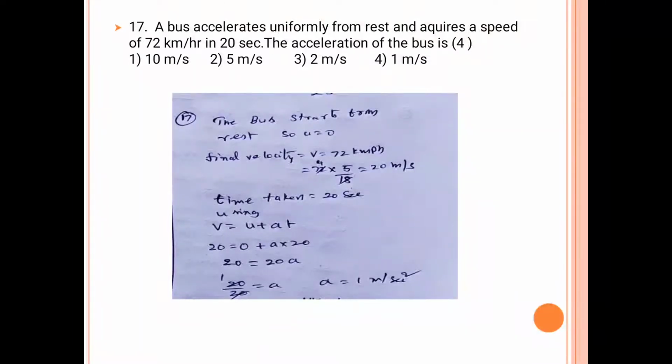That means 72 into 5 by 18, conversion into meters per second, we get 20 meters per second. Time taken is 20 seconds. Using the formula v equals u plus at, substituting v as 20 and initial velocity 0, 20 equals a into 20, so a is equal to 20 by 20, which is 1 meter per second square. That is the acceleration of the bus. It is a very simple and easy one. Next, 18th question.